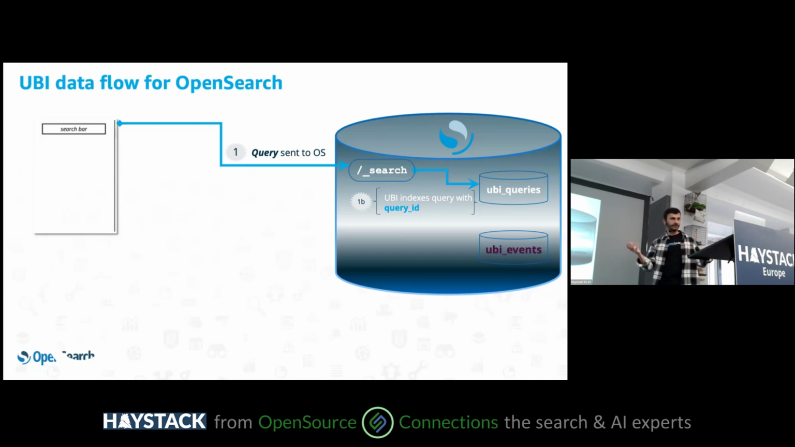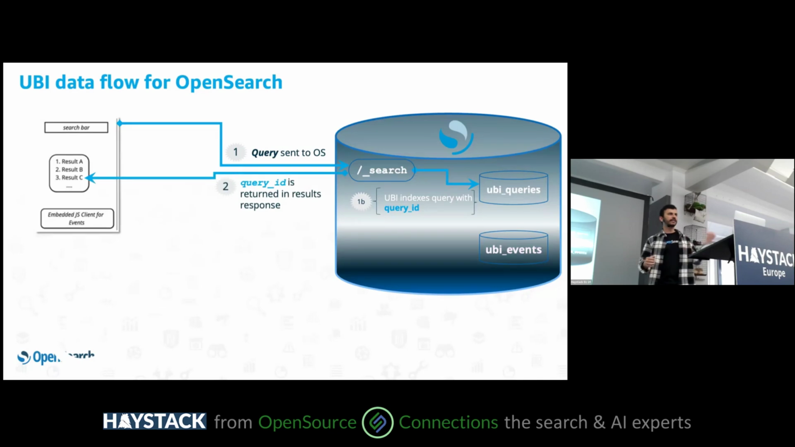The search is now served. The UBI plugin identifies that a search request has been made, and it is logging the search request in the UBI's query index. Now the search is executed. Doc IDs are sent back to the user. The UBI plugin not only captures the search request that was made, it also logs the doc IDs that were sent as a part of the search request in the same document.